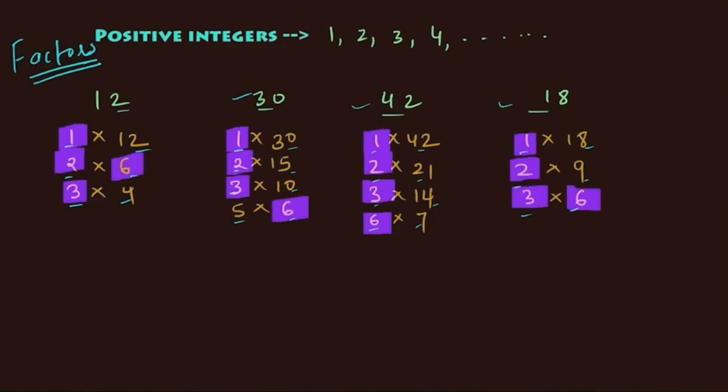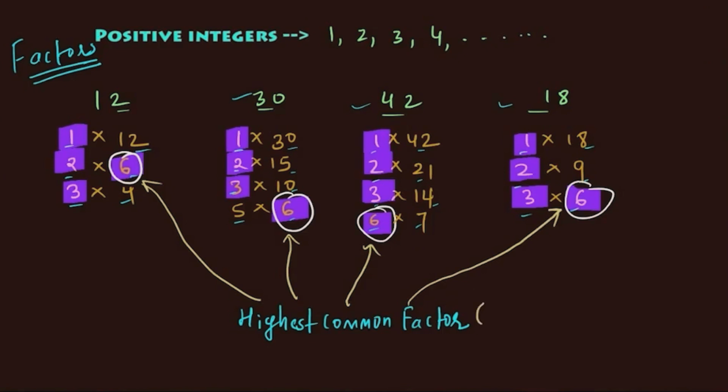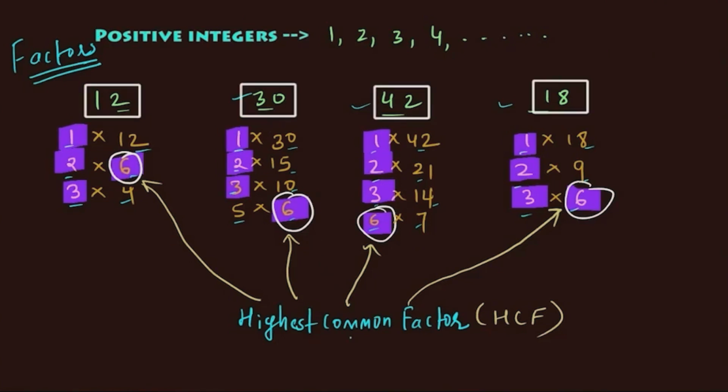So if we now talk about the common thing, we can see that the numbers 1, 2, 3 and 6 are common for all these numbers. And out of all these common numbers, 6 is the highest factor. Hence, we say 6 is the highest common factor of numbers 12, 30, 42 and 18. We also call it HCF.